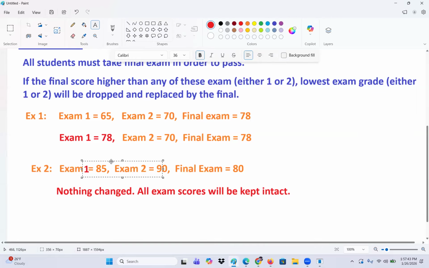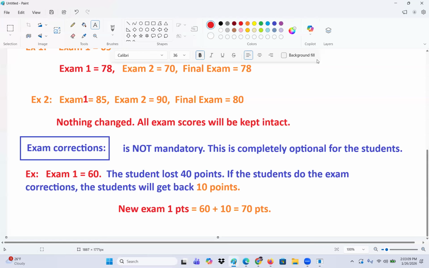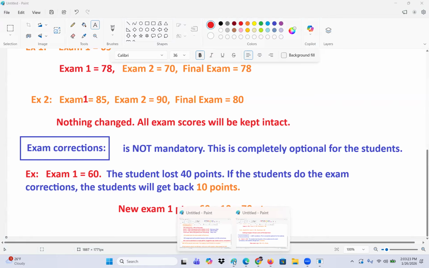Okay. So that's optional. This is not an obligation. You're not losing anything for not doing the exam corrections. But you're basically going to earn some points back if you do that in the center. That's really up to you. All right.